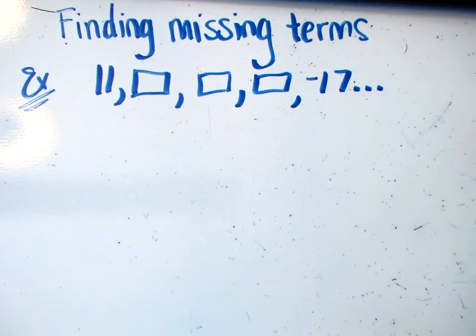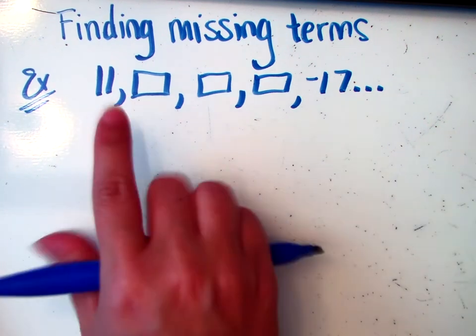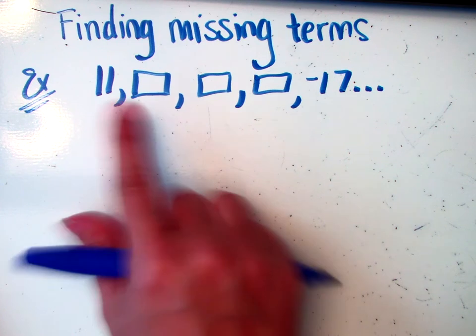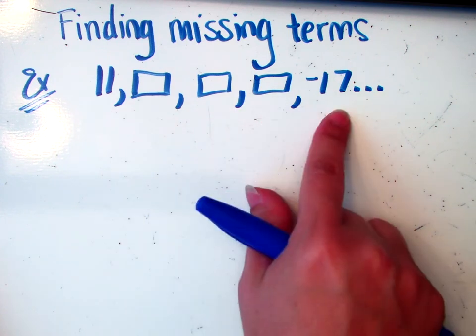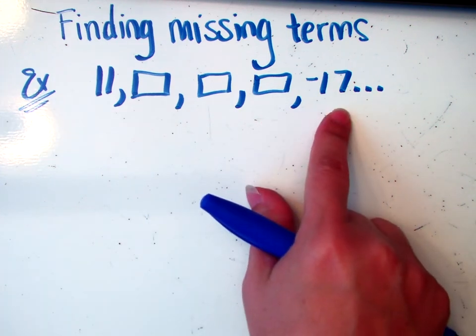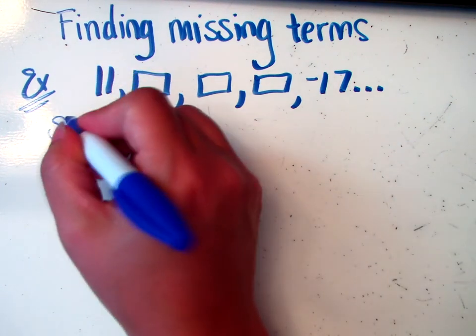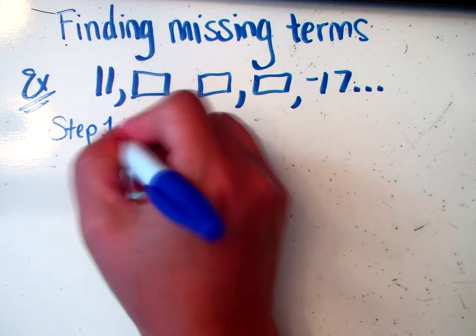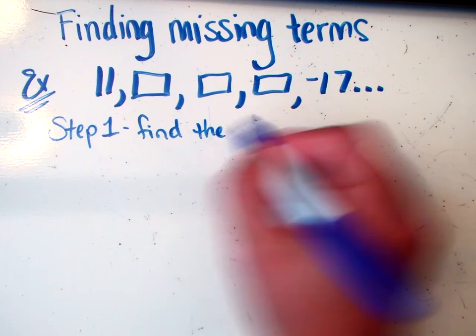Good afternoon, guys. We are going to stay with arithmetic sequences, and today we are going to learn how to find our missing terms. Our first example has 11, and then we have 3 missing terms in between, and then we get to negative 17. So our first step, step 1, is always to find the common difference.